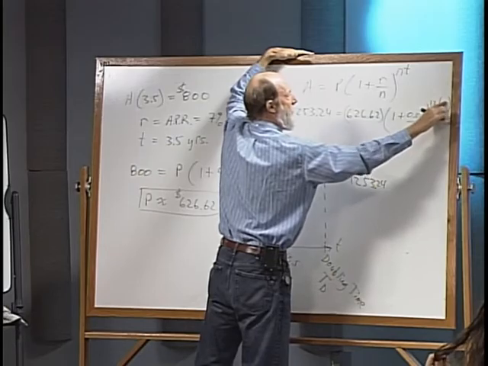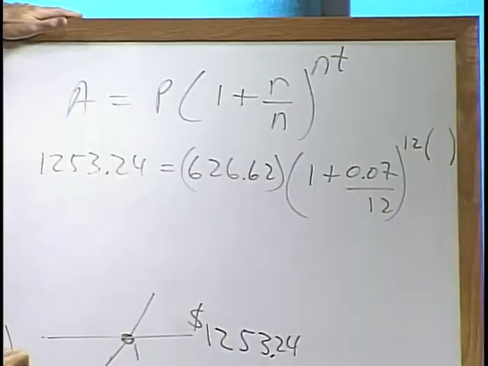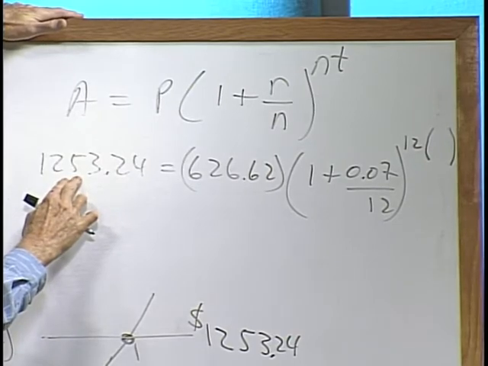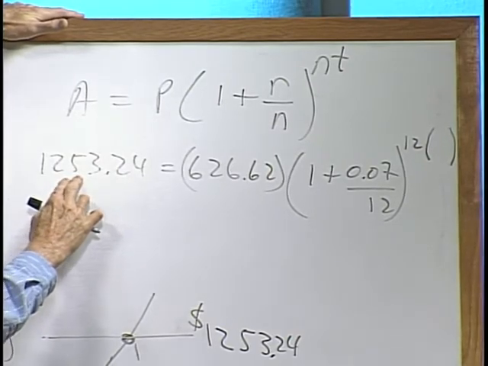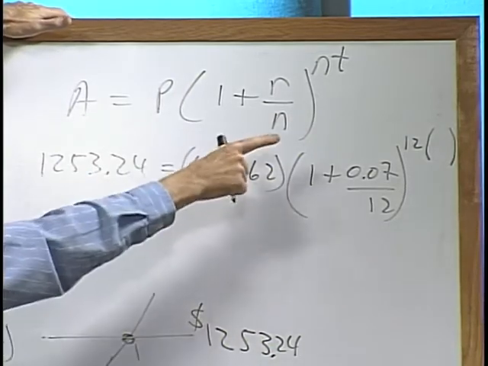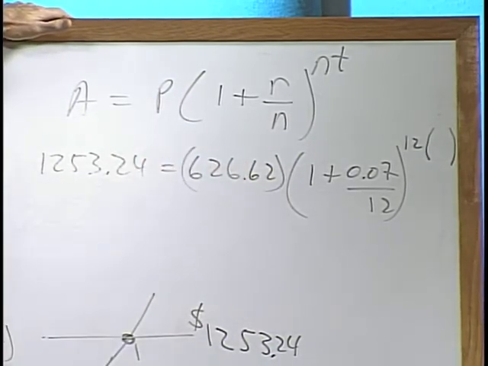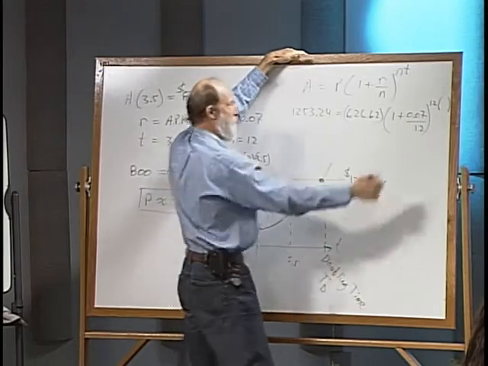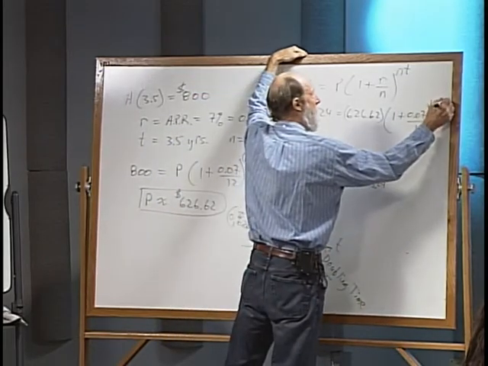What do I need to put for T? Look at the picture here. I'm letting my future value be 1253.24, and the initial value is this. Everything's all numbers. So what needs to go up in that exponent right up there? T sub D. T with a subscript D for the doubling time.